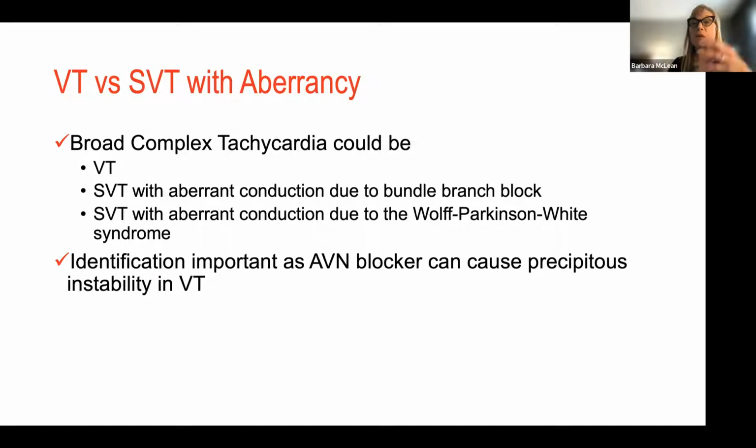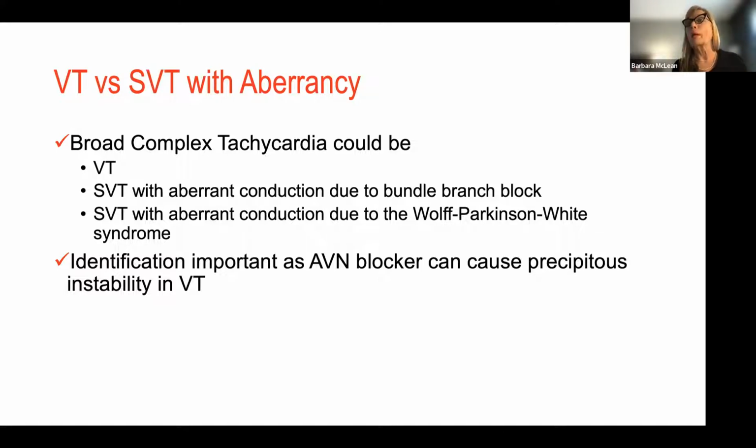But if it's SVT with aberrant conduction due to accessory pathways, and we talked a little bit about that last week, particularly Wolff-Parkinson-White syndrome, which are accessory pathways that bypass the AV node, you do not want to give these patients agents like you're looking at as SVT. You don't want to give them adenosine. You don't want to give calcium channel antagonists. You don't really want to give amiodarone. What you really need to do with these patients is procainamide, ibutilide, or cardioversion.